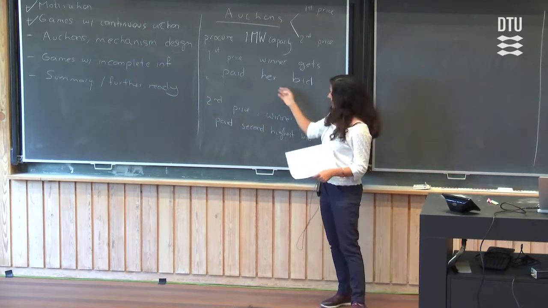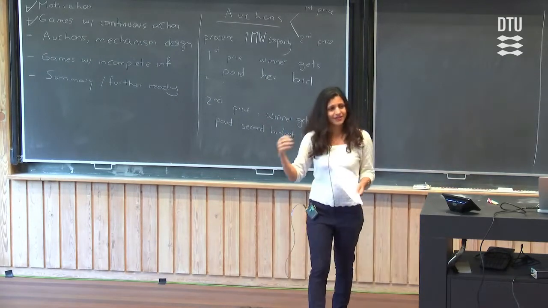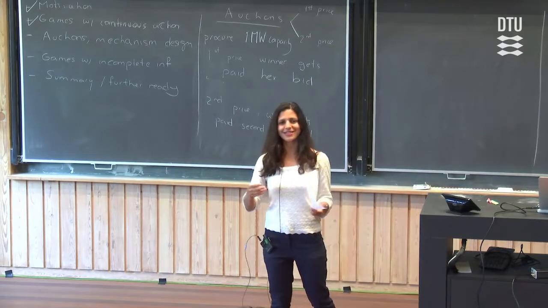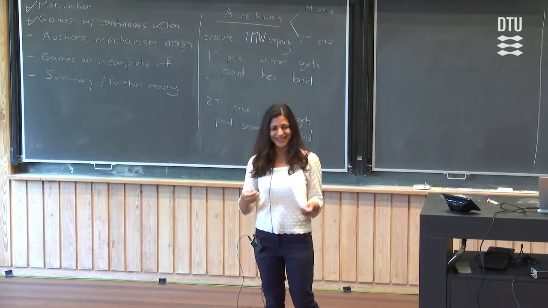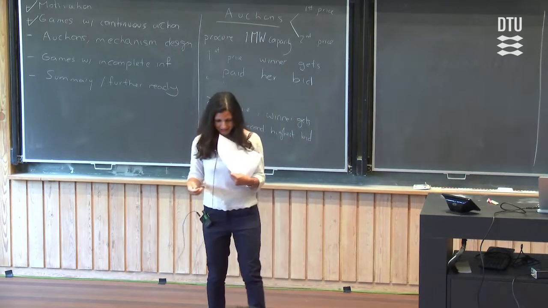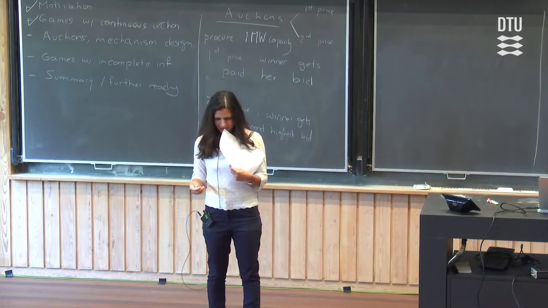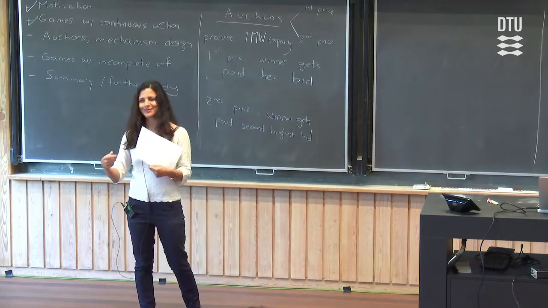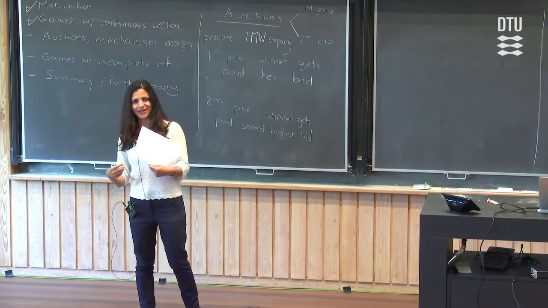In the second price auction, the winner is still the one with the lowest bid, but the price that she gets is the second lowest bid. So if I bid 5 and the second lowest bid is 7, then I get paid 7.